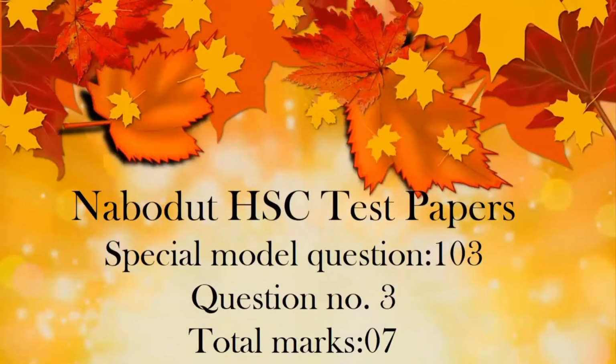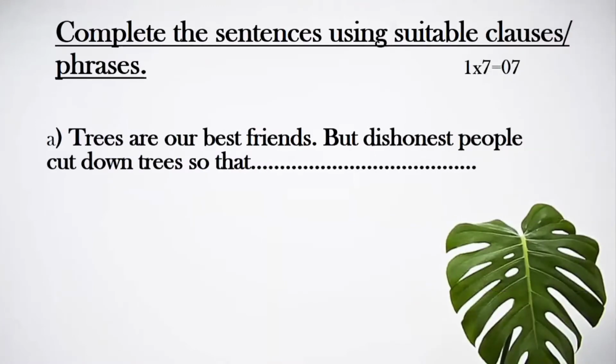The exercise that we are going to practice today has been taken from Navodaya HSC test papers, special model question 103, question number 3, total marks 7. The question says, complete the sentences using suitable clauses or phrases. I already have described what is a clause or phrase. Clauses are sentences or parts of sentences, and phrases are more than one word, or groups of words, which are used to express a certain meaning.